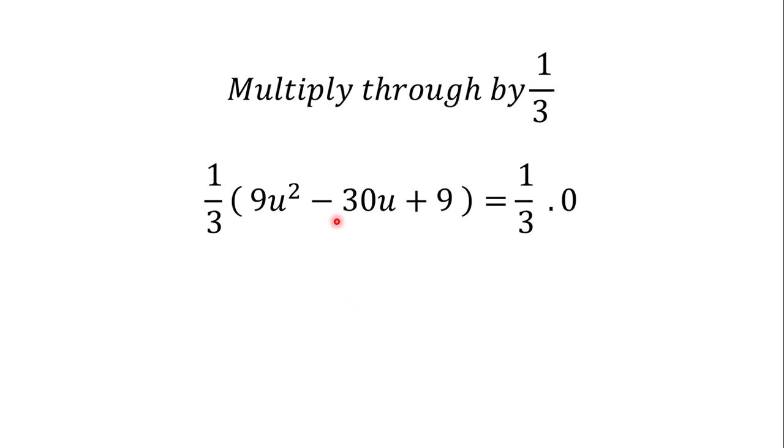Alright. So here, let's open the bracket. When you open the bracket, this time this will give us 3u squared. This time this one will give us 10u. And then this time this one will give us 3. This time this will give us 0. Okay?